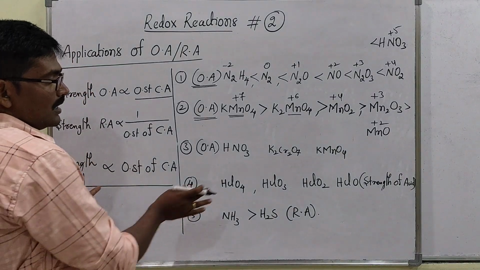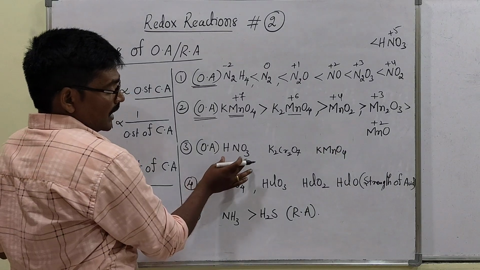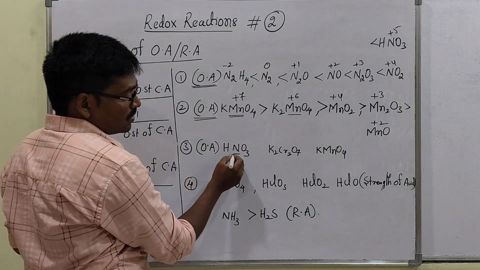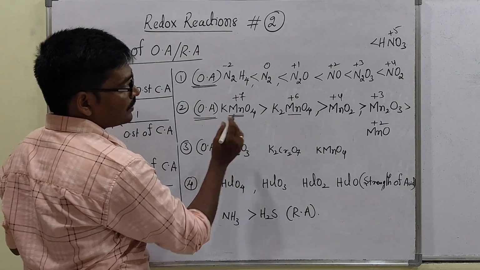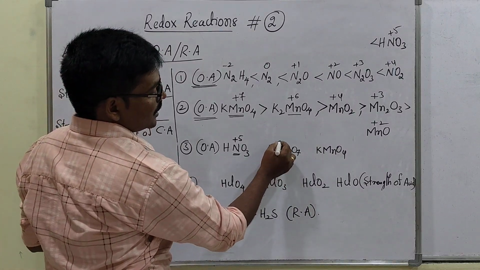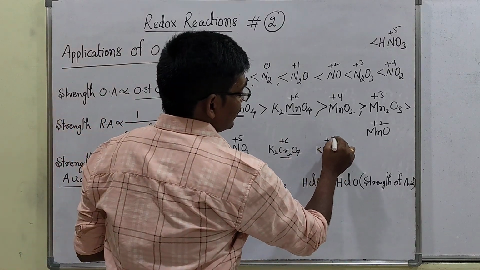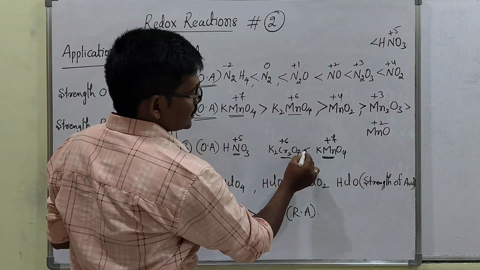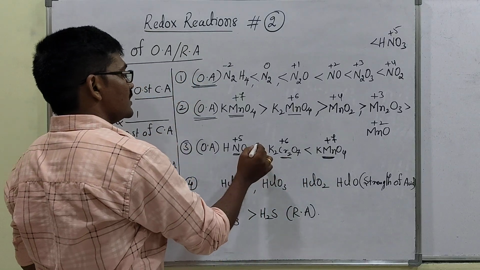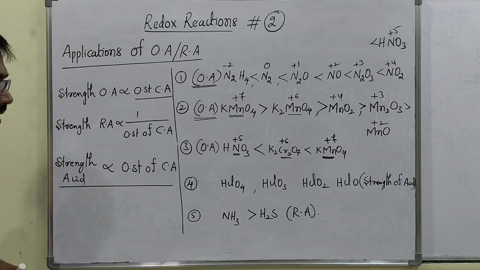Then again here HNO3, K2Cr2O7, KMnO4 are given. In HNO3, the nitrogen oxidation state is plus 5, right? Sir, in K2Cr2O7 chromium oxidation state is plus 6, then manganese oxidation state is plus 7. Plus 7 oxidation state is greater, so oxidizing power is greater, then plus 6 oxidizing power is greater. Clear, my dear students? Right.